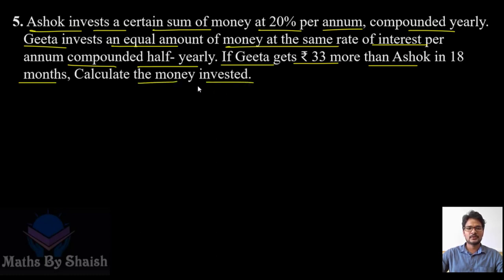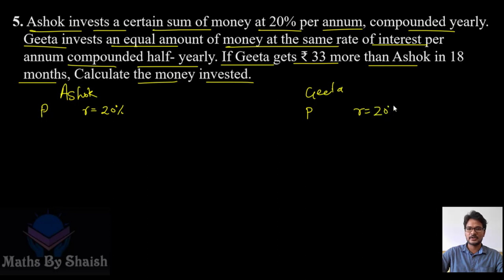So first of all we will calculate with the same amount. So P for Ashok and Geeta: for Ashok the P is same as P, because principal is the same in both cases, and Geeta also has P, the same equal amount of money, same rate of interest. So R is 20% here, and R is 20% here as well.